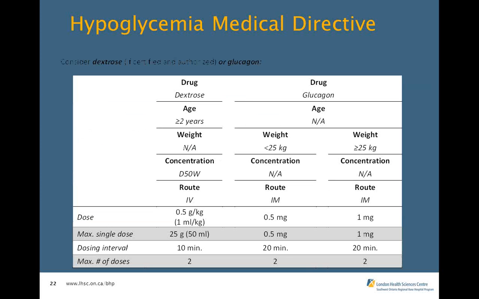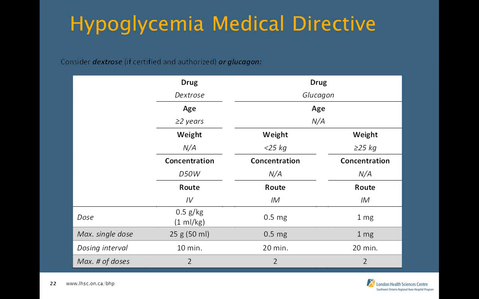Moving on then for the dosages, consider dextrose if certified and authorized. Dextrose, anyone greater than or equal to 2 years of age. It works out to 1 ml per kilo to a max single dose of 25 grams or 50 mils. You are able to give 2 doses of dextrose within a time frame of 10 minutes.